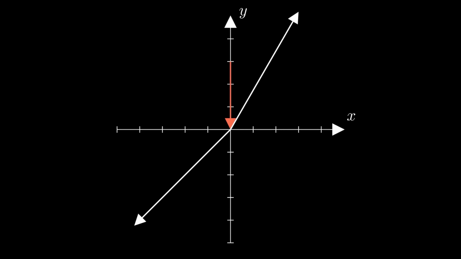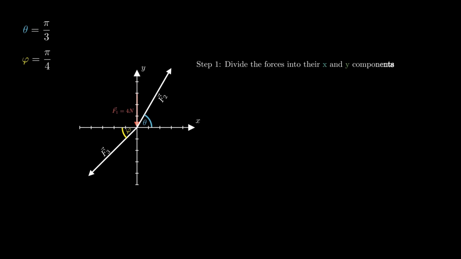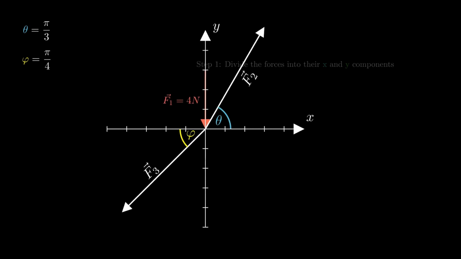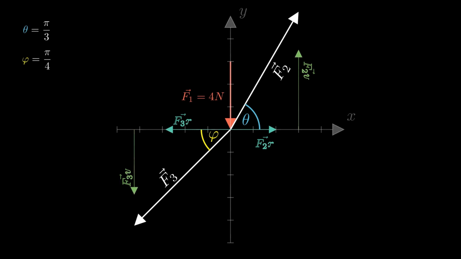Hey guys, let's solve a concurrent force system with two unknown forces together. Let's see what we've got here. We know the force of the vector F1 and the angles of the two unknown forces F2 and F3 with regard to the x-axis. To make things easier, we divide the forces into their respective x and y components.